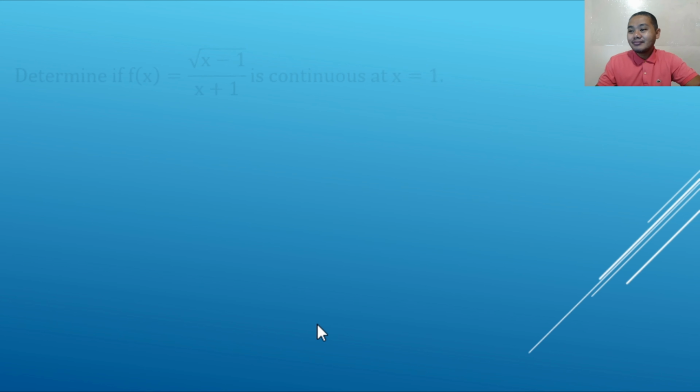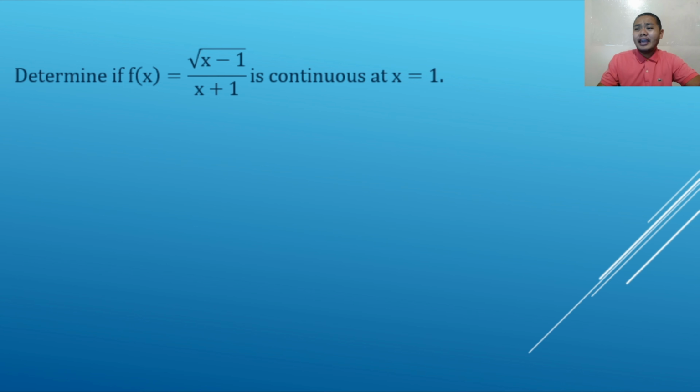Next tayo. Determine if f of x is equal to the square root of x minus 1 over x plus 1 is continuous at x is equal to 1. Again, i-identify natin kung magiging continuous ba yung function na to if yung x natin is equal sa 1. Again, three conditions, kailangan yung f of 1 nag-exist, yung limit ng f of x as x approaches to 1 nag-exist din, and then yung first two conditions, kailangan equal sila.